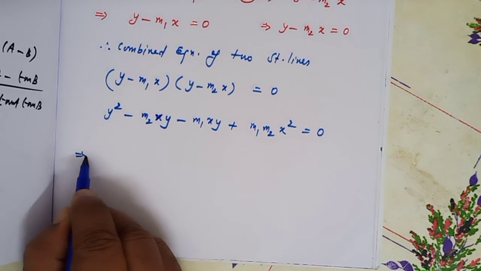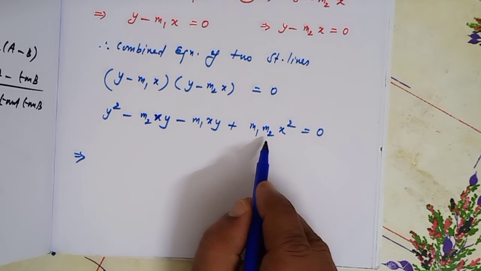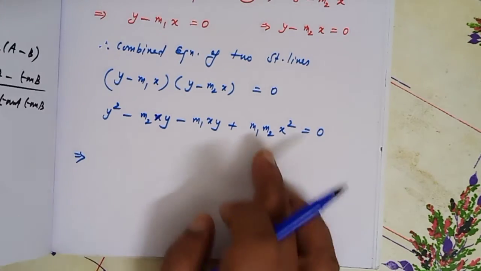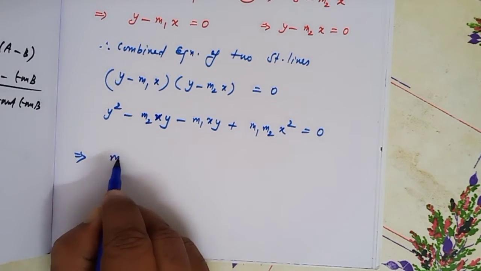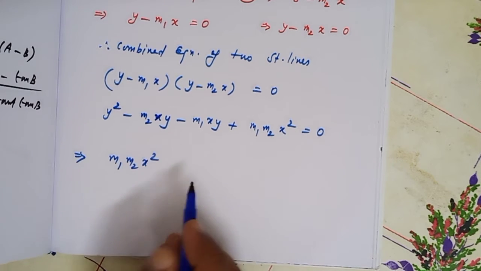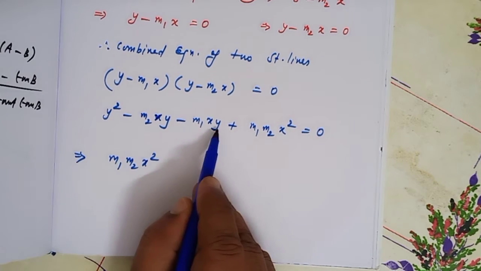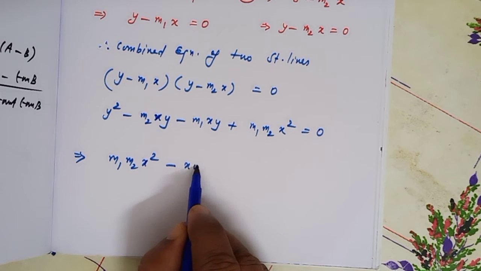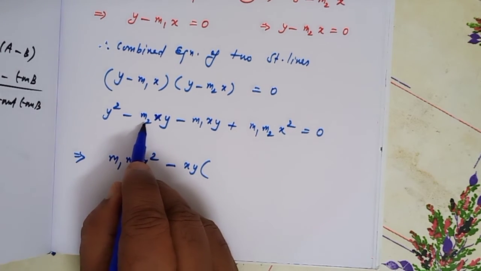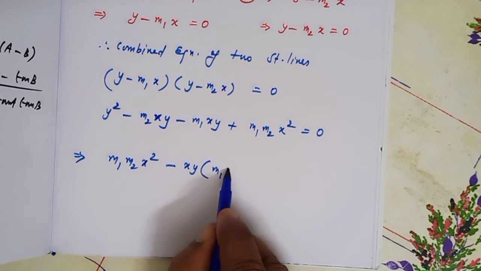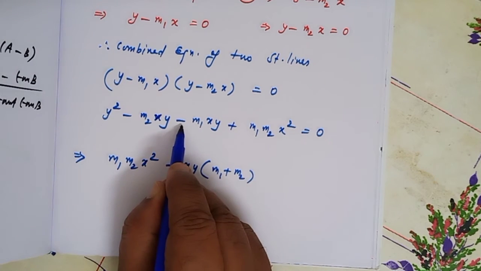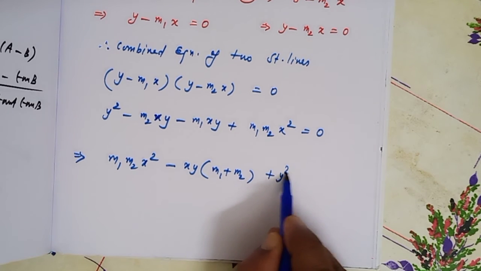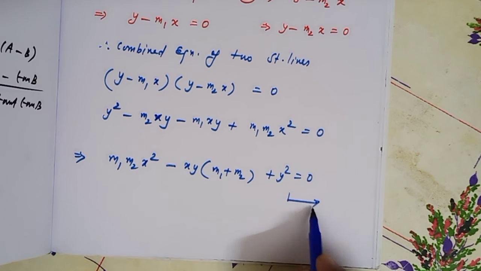Which implies, first write that x square term, m1 into m2 into x square. Then between these two you can take minus xy as common. If you take xy as common, here m2 will be there, here m1 will be there, you write m1 plus m2, because already I have taken minus common, so plus will be there. Finally write y square, that is equal to 0. Let it be number 3.